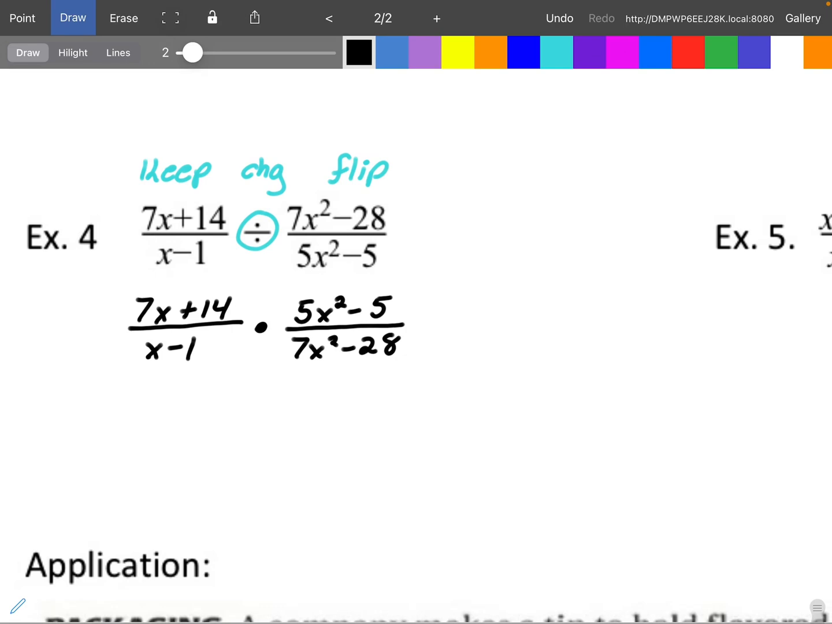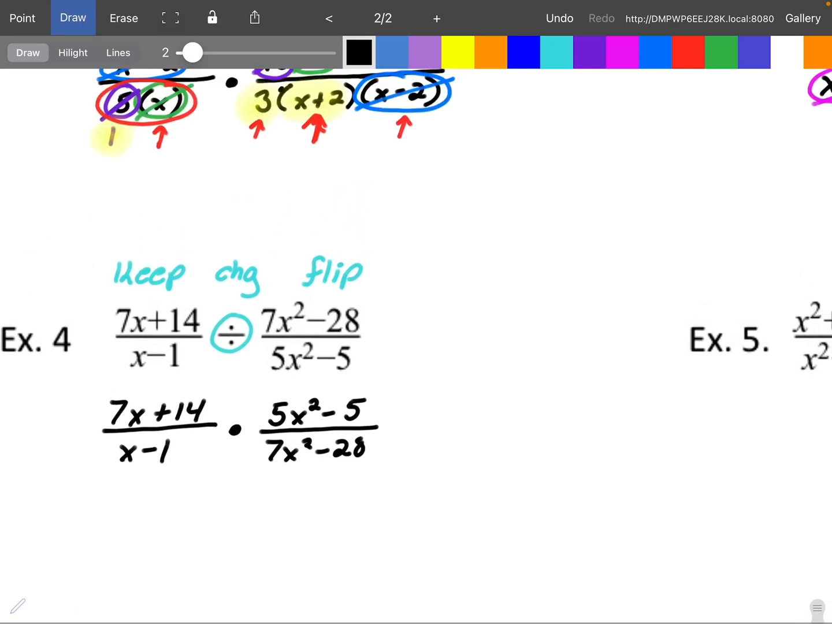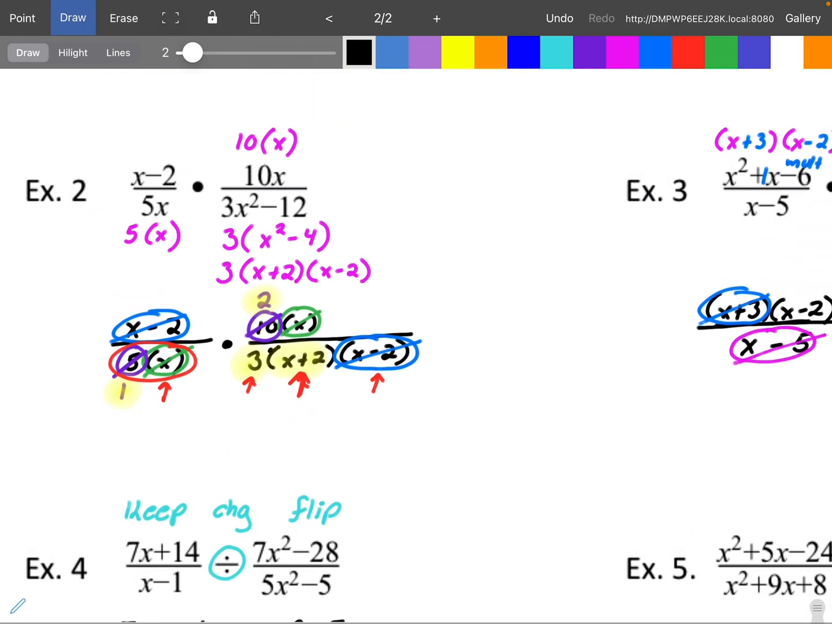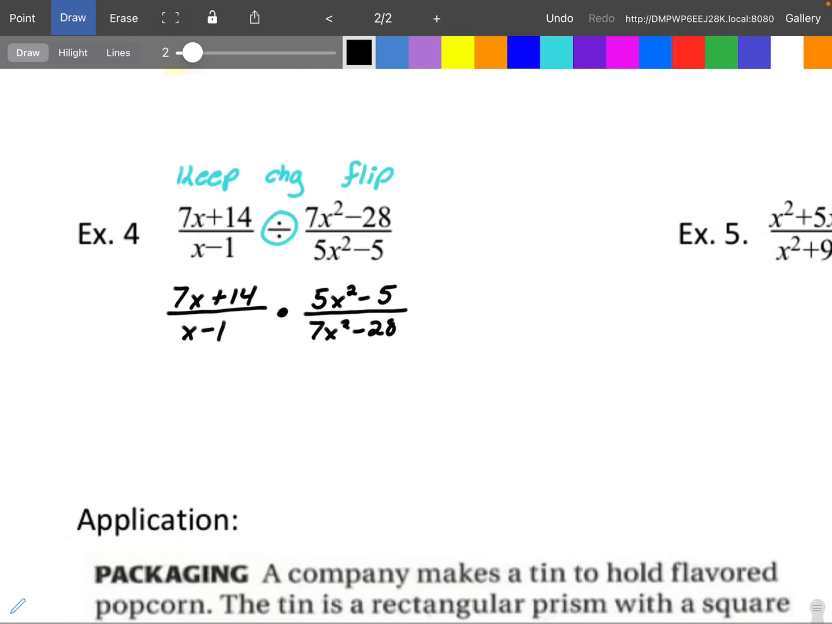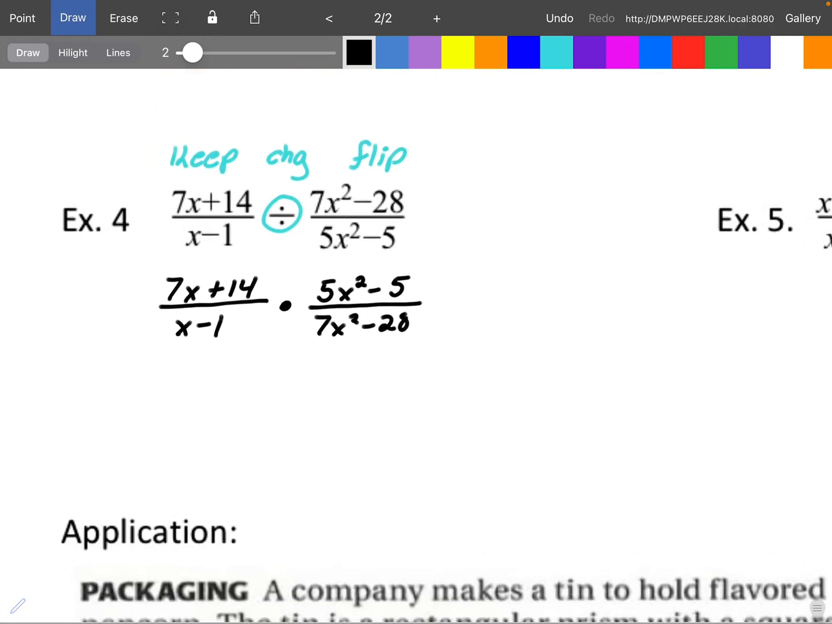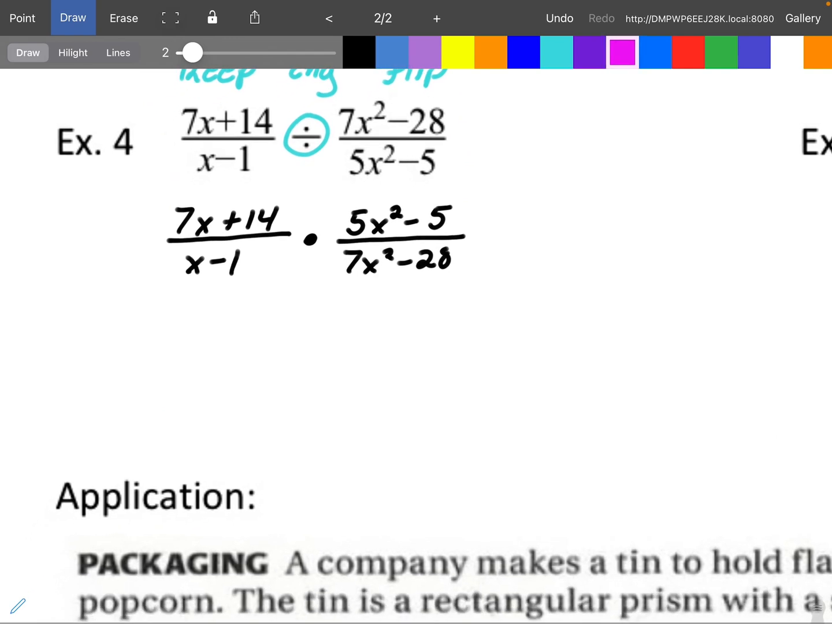Once we have that changed, notice we now have a multiplication problem, which means it's going to work exactly the same as what we just did in those last couple of problems. So we're going to factor everything that can be factored, and then we're going to start looking for what will cancel, and then whatever's left over is our answer.